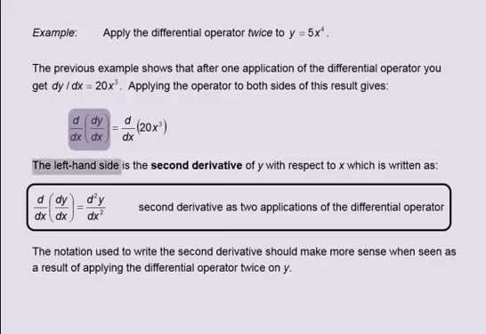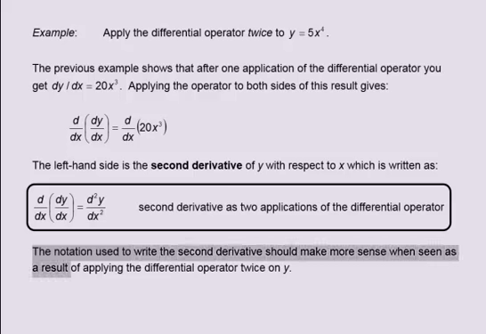The left-hand side is the second derivative of y with respect to x, which is written as d by dx of dy by dx equals d2y divided by dx squared. This is the second derivative as two applications of the differential operator. The notation used to write the second derivative should make more sense when seen as a result of applying the differential operator twice on y.